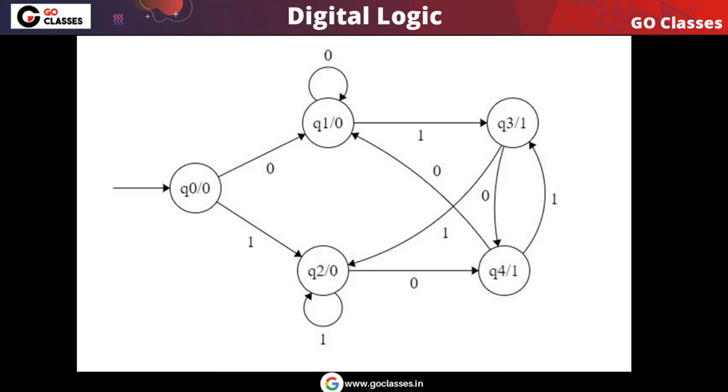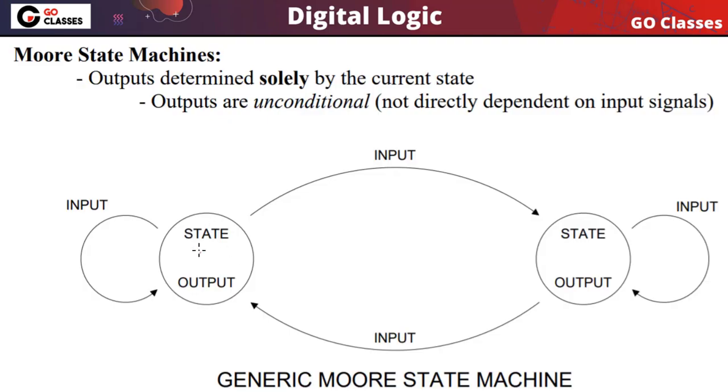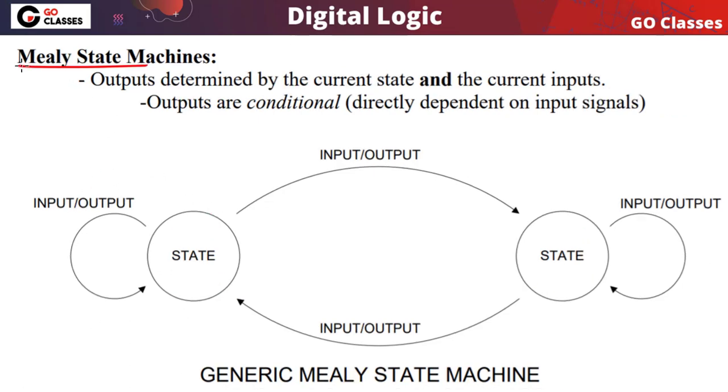In the Mealy machine, with every transition we write the output, because the output depends on the input and the state. You are in this state, if you read this input, then this output will be produced. Similarly, in this state, if you read this input, then this output will be produced. So this is how we design the Mealy machine.